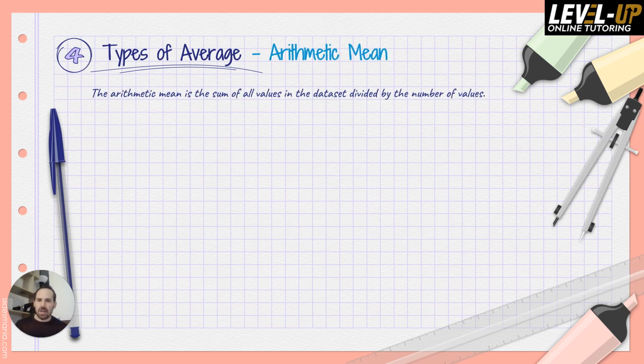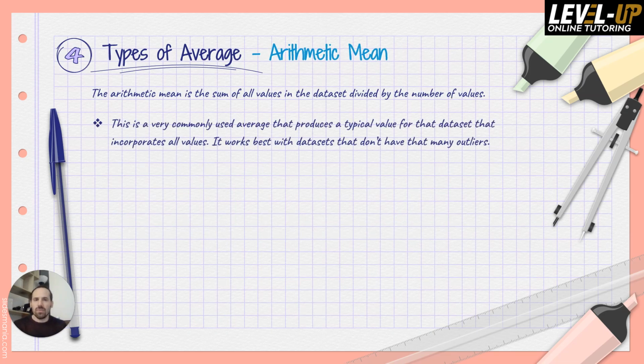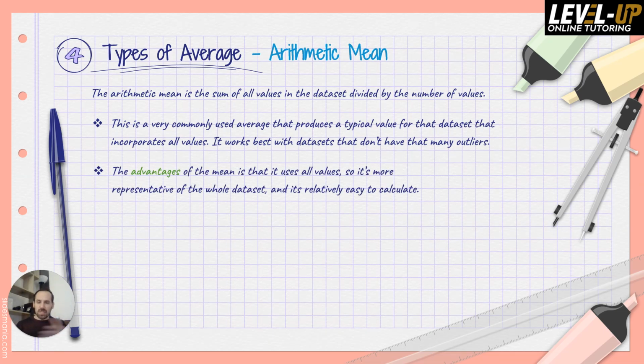First of all, the arithmetic mean, which is simply the sum of all values divided by the number of values we have in our data set. It's a commonly used average to produce a typical value for the data set that incorporates all the values. Because we're summing up all the values, they're all being included, which is both good and bad.